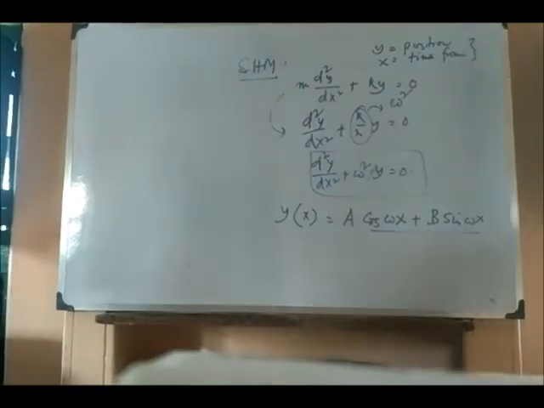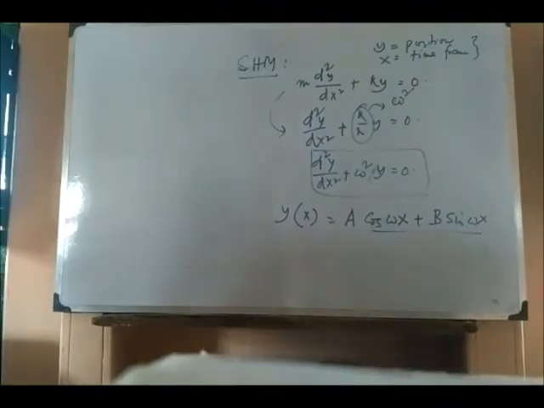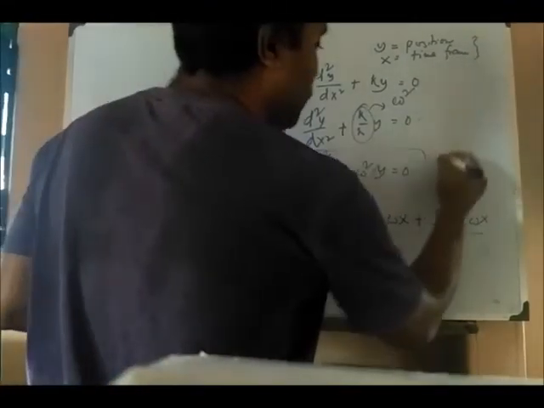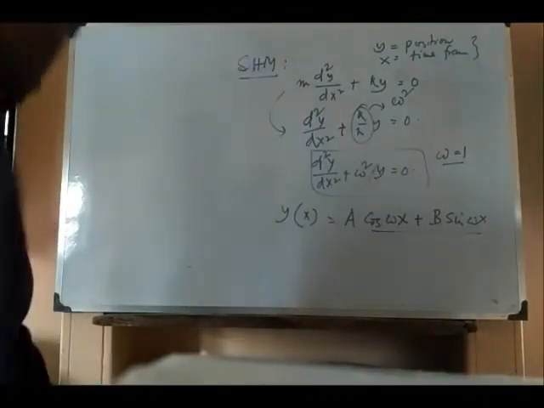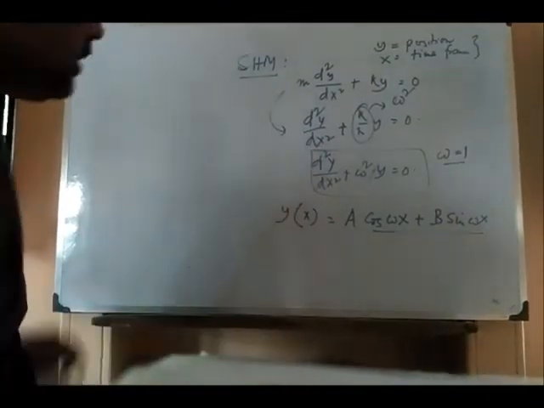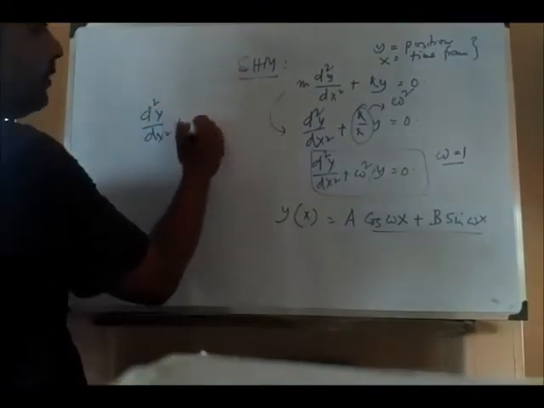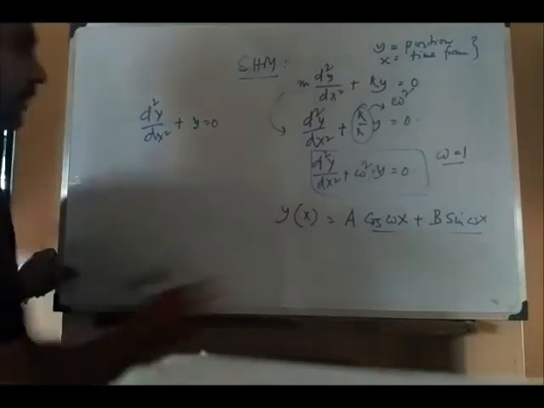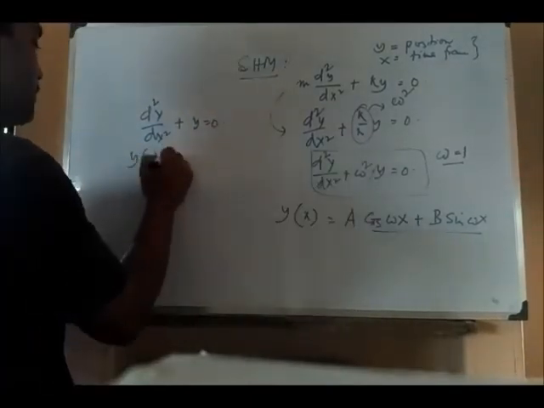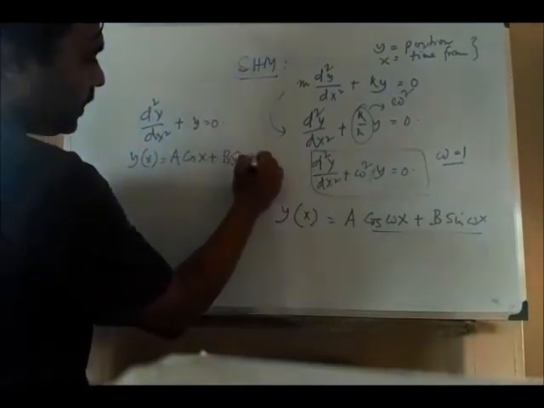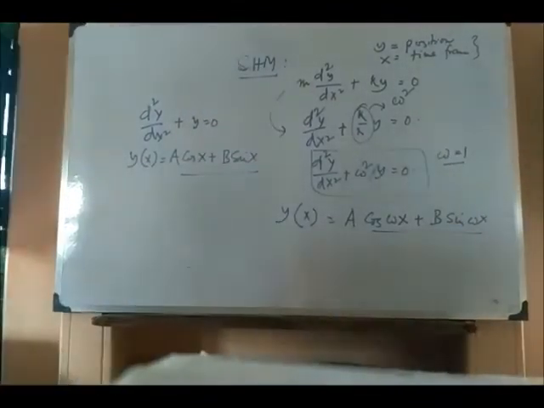For our simplicity, we have assumed that this k by m, or the value of omega, equals 1. Okay, for simplicity of this problem. Now, if omega equals 1, the form of this differential equation becomes different. So d2y by dx2 plus y should be 0, and the solution y(x) will be a cos x plus b sin x. So there will be no problem with this.